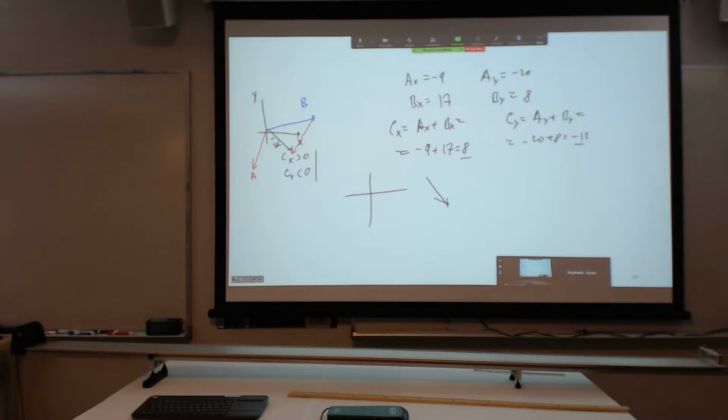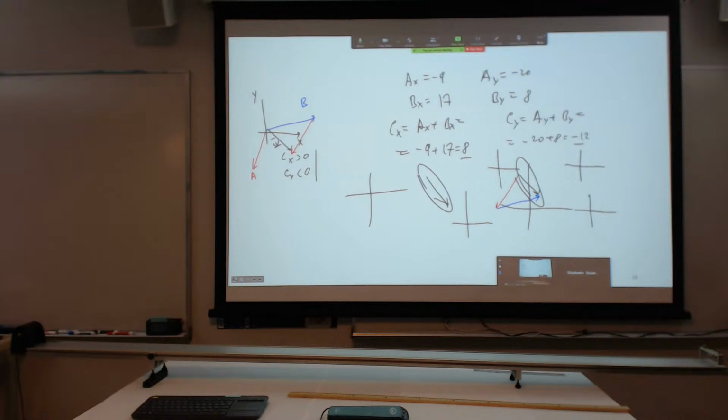If your vector A and vector B are given like this, your resultant must point like this. That's it. And your x and y coordinates could be anywhere. It doesn't really matter. You can shift the whole picture left, right, up, down. So what matters is the direction of this arrow.